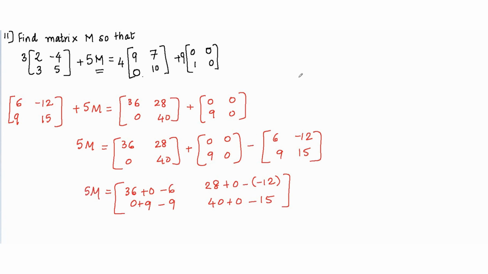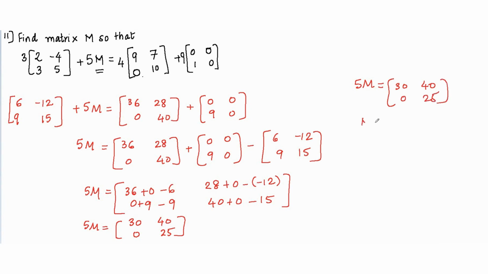And of course I need to shift the 5 to the other side later. So therefore 5m is equal to, let's evaluate now, 36 minus 6 is 30 and 28 plus 12 is 40. This is 0 and 40 minus 15 is 25. So now 5m is equal to [30, 40; 0, 25].